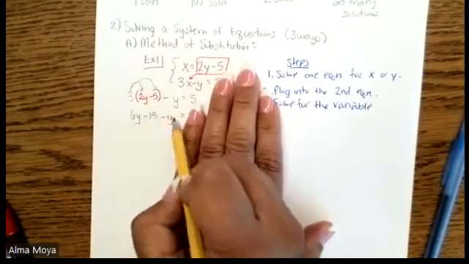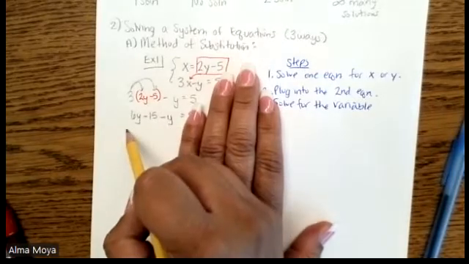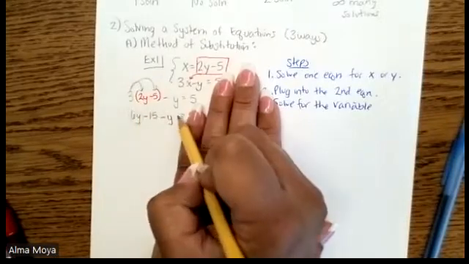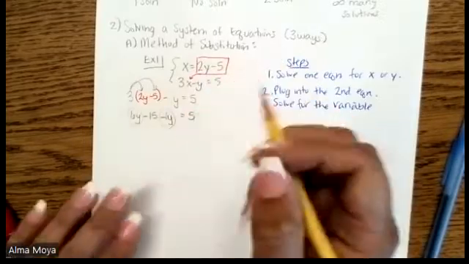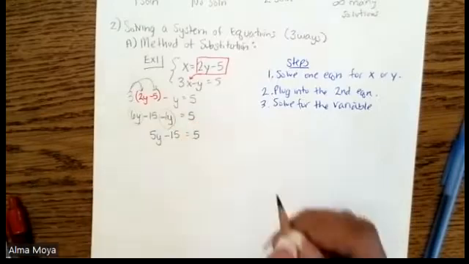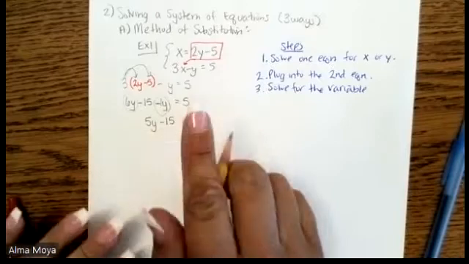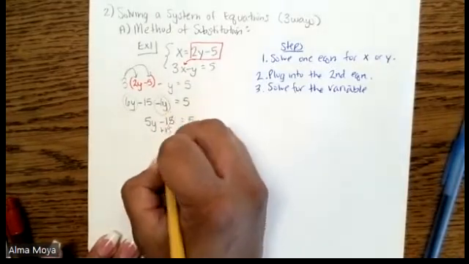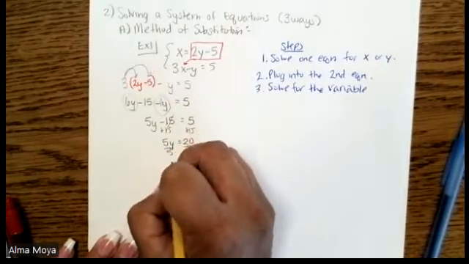On the left side, these are like terms, so those get combined. Do not add y, because they're on the same side. You just combine them. So 6 minus 1, there's a 1 here, you just don't see it, is going to be 5y. So this is 5y minus 15 equals 5. I'm still solving for y, so the opposite of minus 15 is plus 15. So 5y equals 20, and then the last step is to divide by 5.